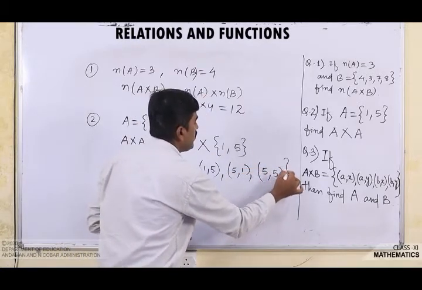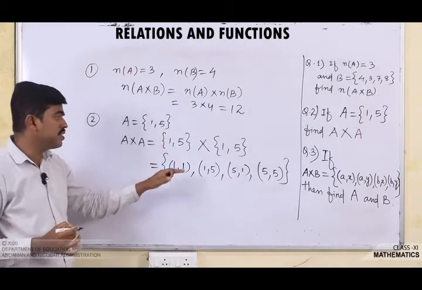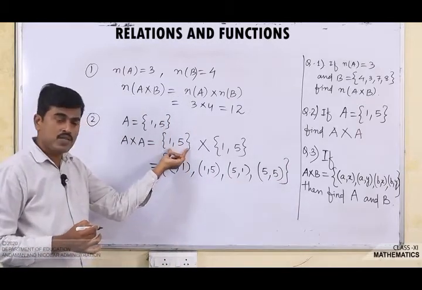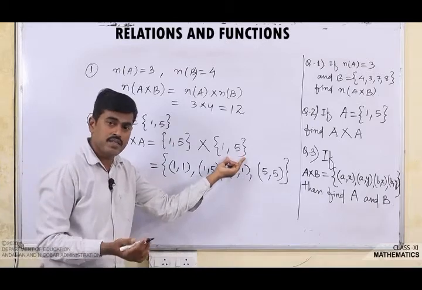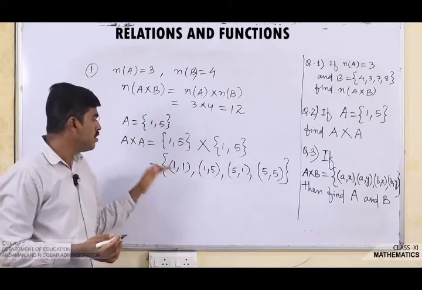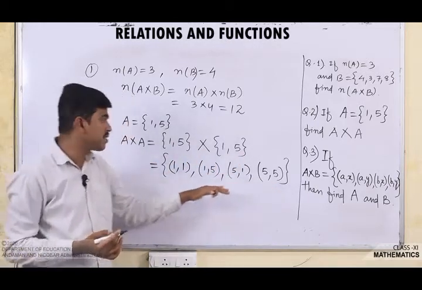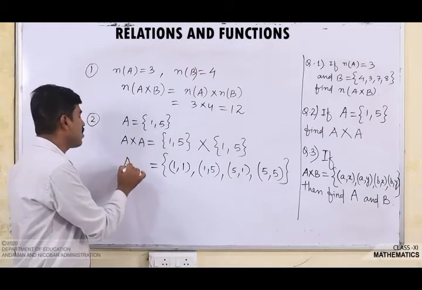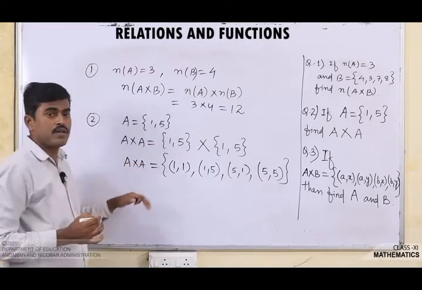Clear? That means there are 4 ordered pairs in this set. Here the number of elements in A is 2, and the number of elements in the second A is again 2. So 2 into 2 is 4. 4 ordered pairs are there in this set A cross A. This is A cross A. So this is the answer of this question.